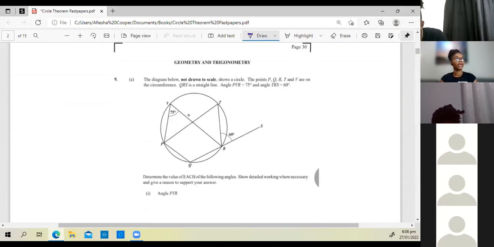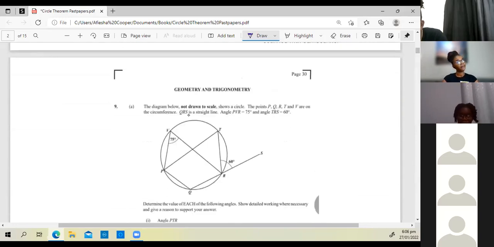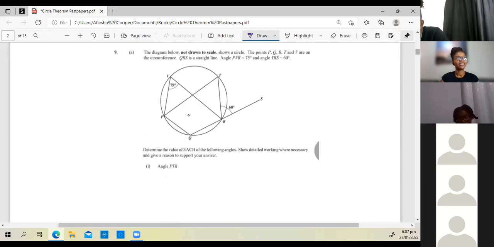So let's go on. We're at 9A. Oh, 9A looks beautiful. The diagram, not drawn to scale, shows a circle. So that means they are telling you it's not the exact size that it says it is, but it represents that, right? The points P, Q, R, T, and V are on the circumference of the circle. QRS is a straight line. And PVR is equal to 75 degrees. TRS is equal to 60 degrees. So let's get at it.